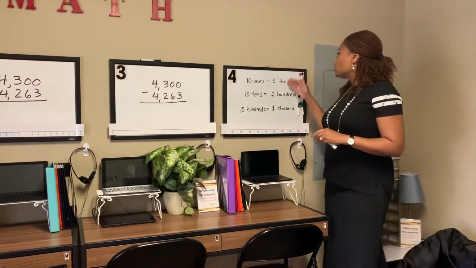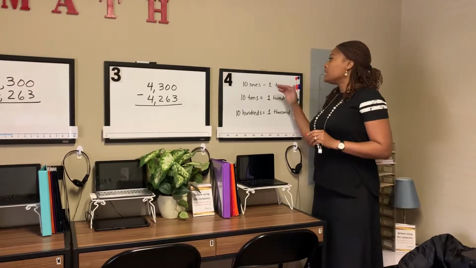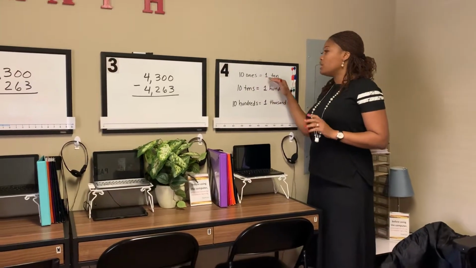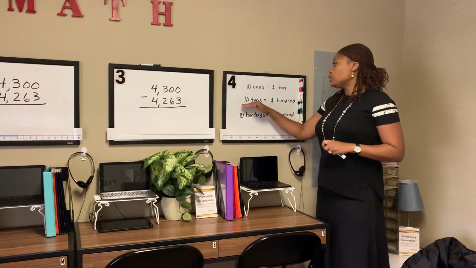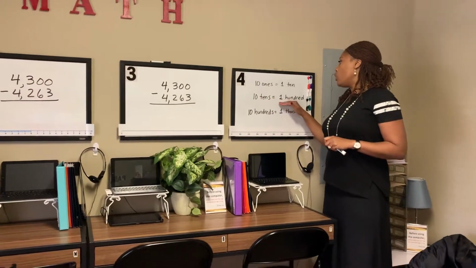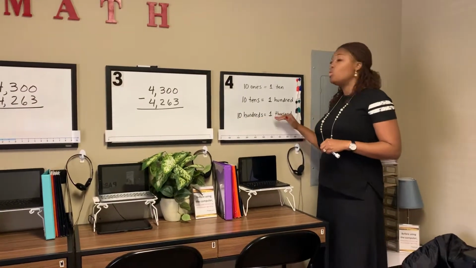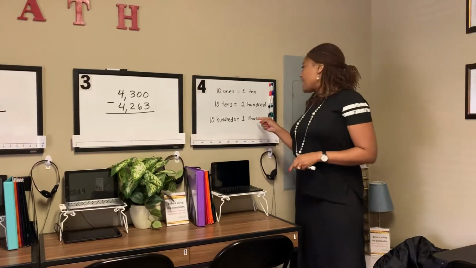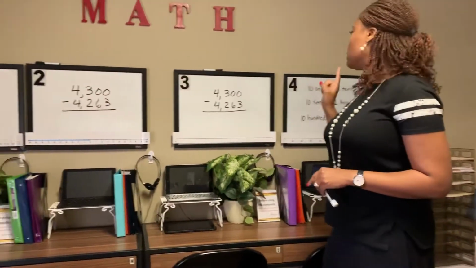But if a student understands place value, they'll already know that 10 ones equal 10. And if they don't, you can go over it as a teacher. They should know that 10 tens equal 100. And students should know that 10 hundreds equal 1,000. They must understand this, okay? They must understand this to really understand how to subtract.